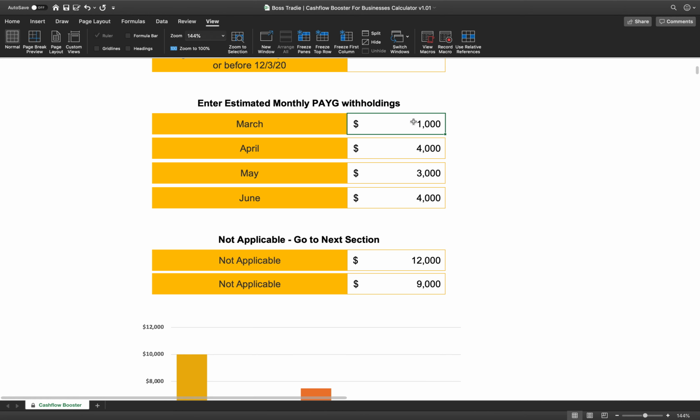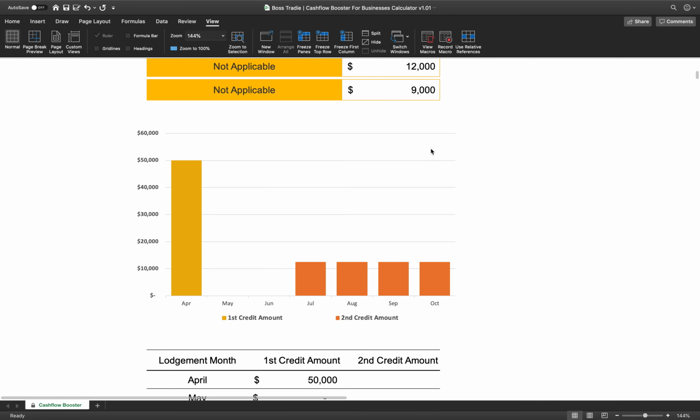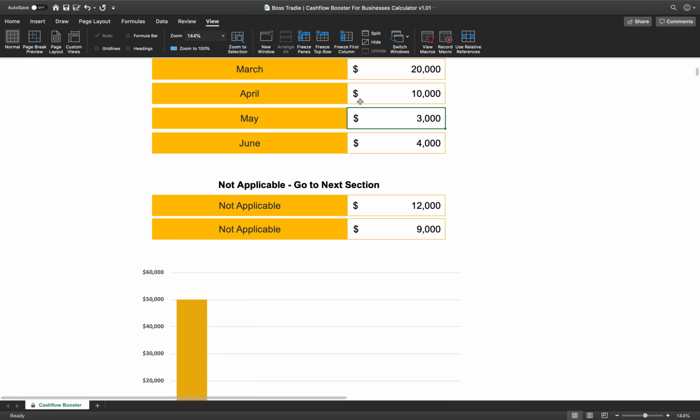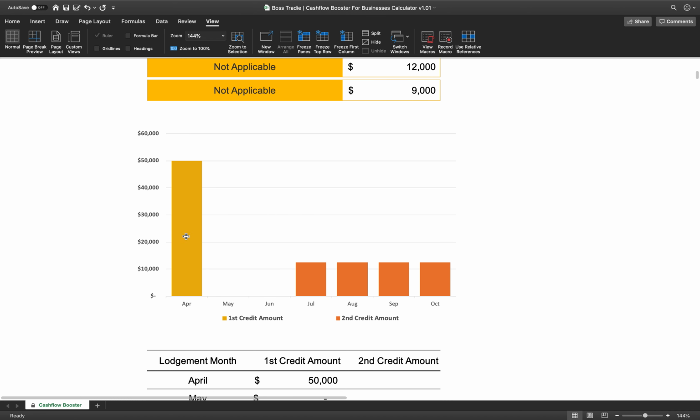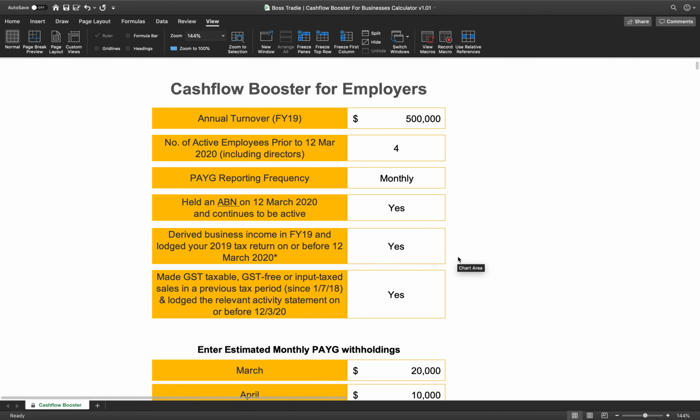And on the other end of the scale, if we went huge, 20,000, 10,000, you're going to see basically you've already capped out at the maximum $50,000 credit in April because they've multiplied the 20 by 3, and essentially you won't get any more credits because you're a big dog. Okay, and then you're going to get that $12,500 split over 4 months from July to October.